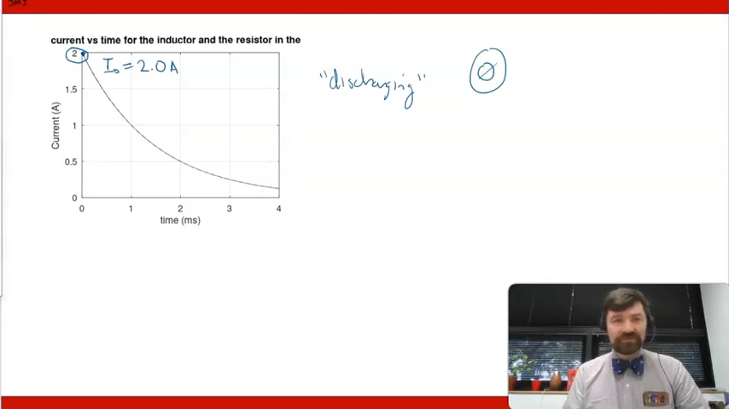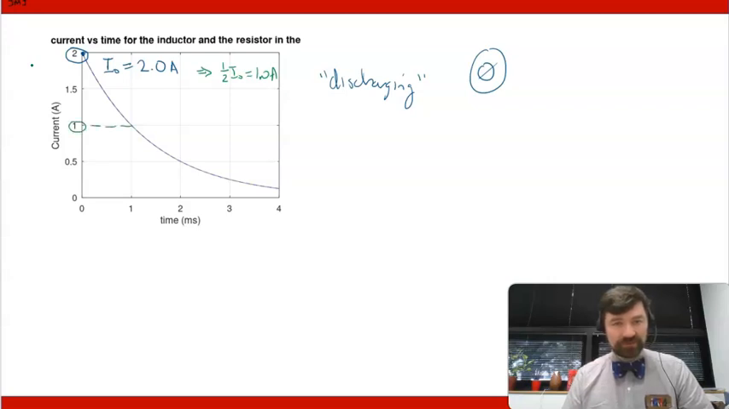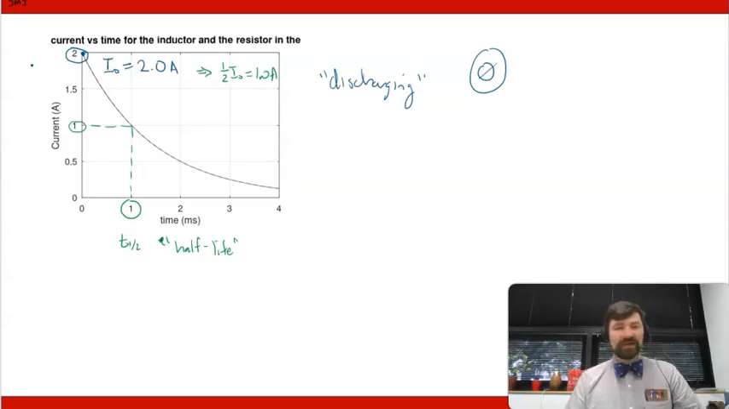Second thing that I can get off of it, let's change colors for this point. We could say, therefore, half of I0 is 1 amp. All right, well, 1 amp is right here. And so that brings me to this point. And if I come down here, this right here would be my half-life, T 1/2. So my discharging half-life is T 1/2.